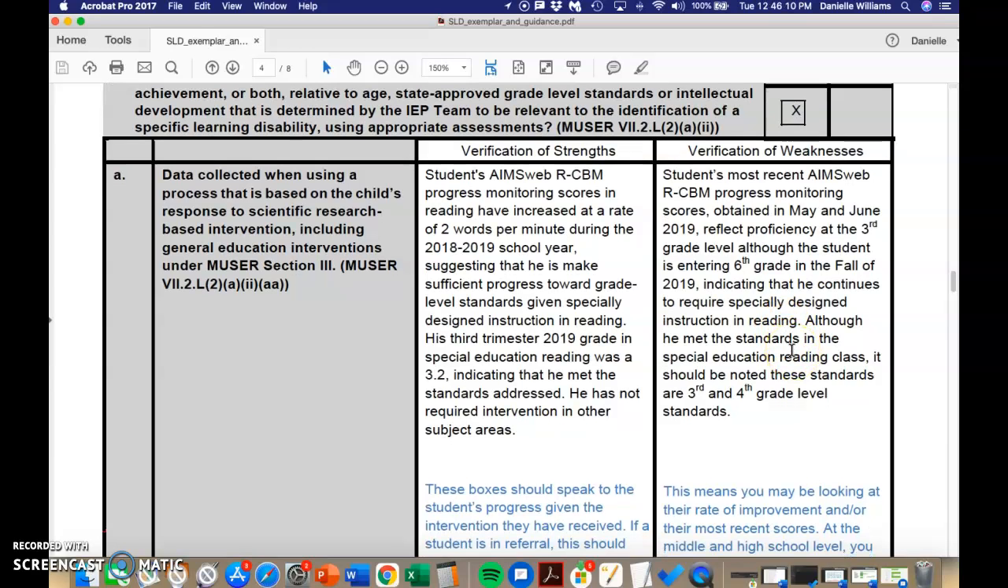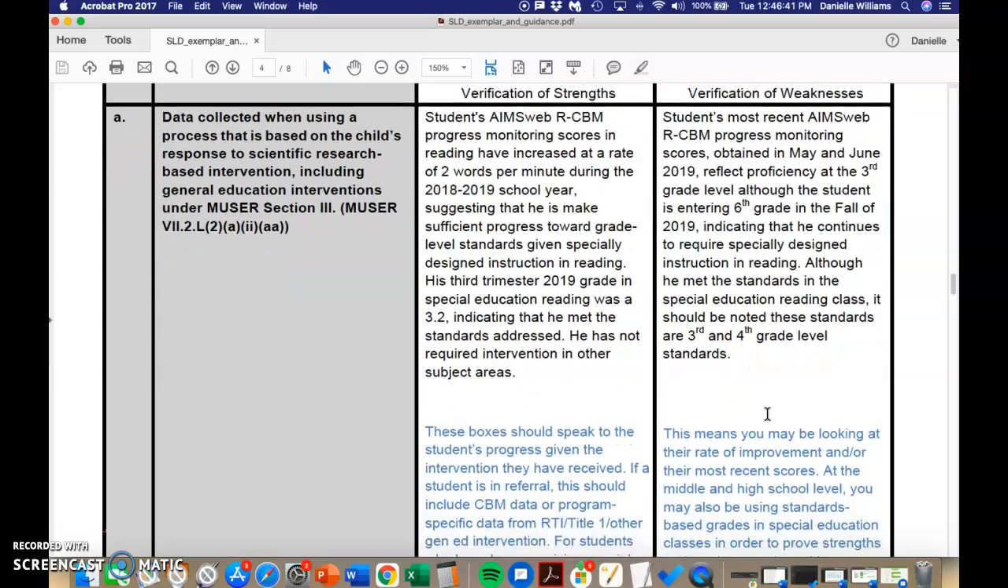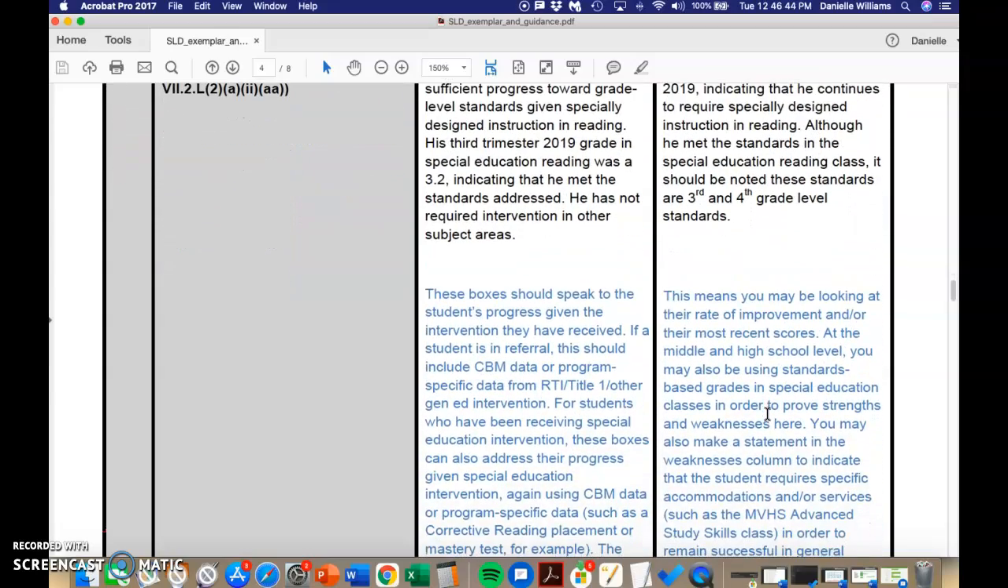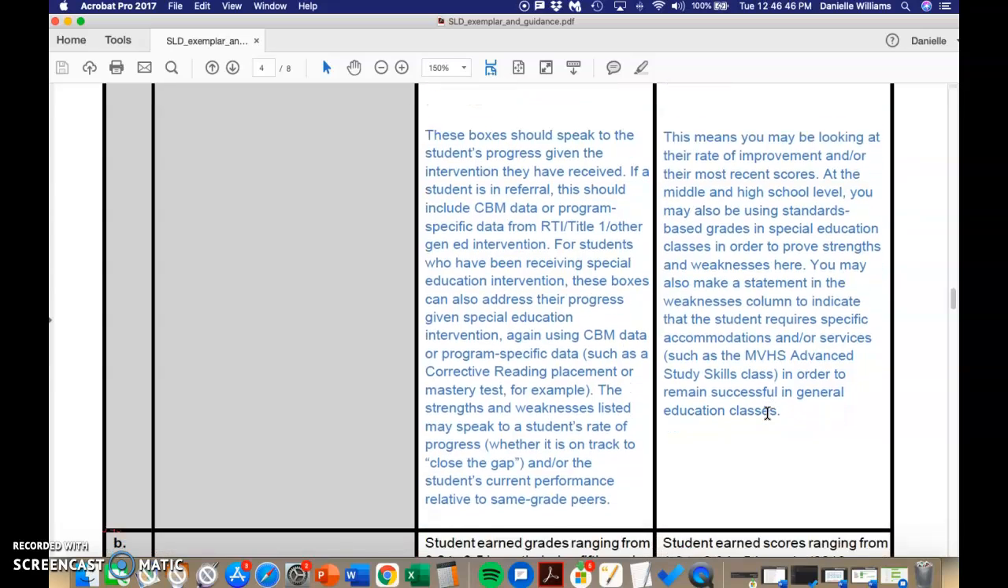Or sometimes at the high school level, we're looking at things like, they're doing well, they're earning passing grades in their special education classes, but the weakness is that they require specially designed instruction in order to get those passing grades. Or if they're in the general education setting, perhaps the weakness is that they still require support in advanced study skills in order to be successful in the general education setting. So this is basically where we're reflecting on what we're providing for intervention and how are they responding to it. For an initial referral, it's often how did they respond to Title I instruction prior to coming to us.